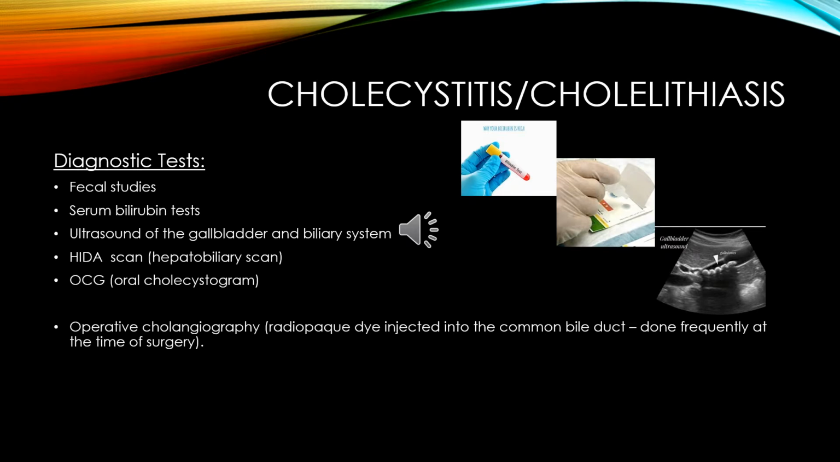Diagnostic tests include fecal studies. They'll do a bilirubin blood test, a gallbladder ultrasound, a HIDA scan, or an oral cholecystogram. They may also do an operative cholangiogram, which is where they will inject radiopaque dye into the common bile duct, and they usually do that at the time of surgery.